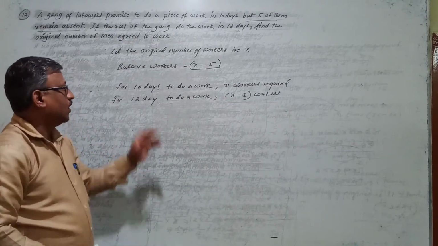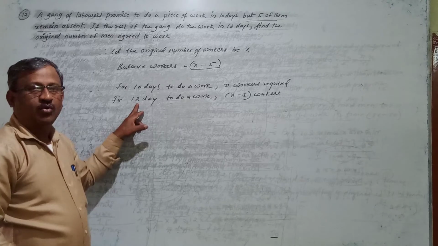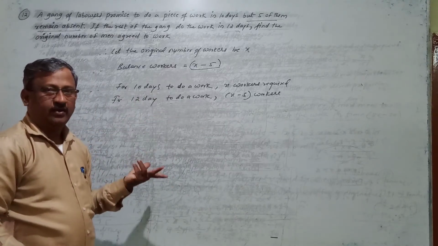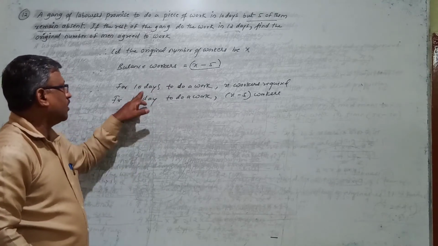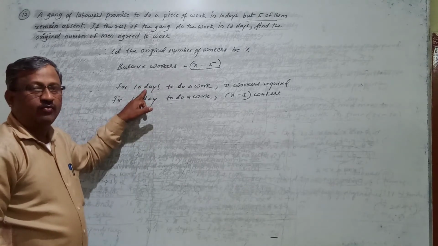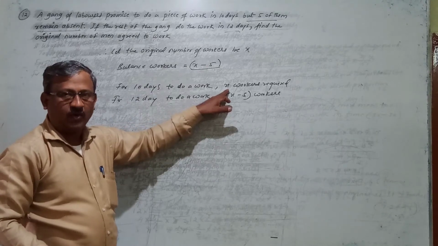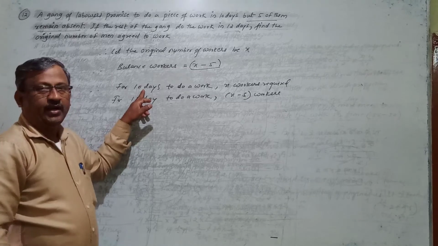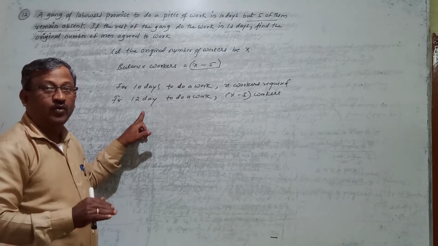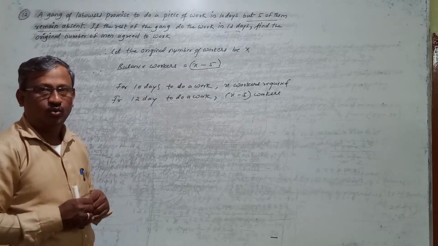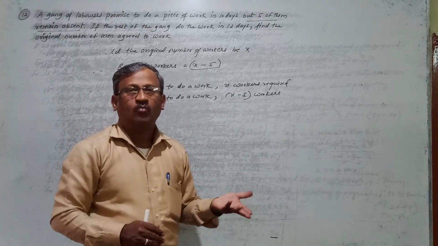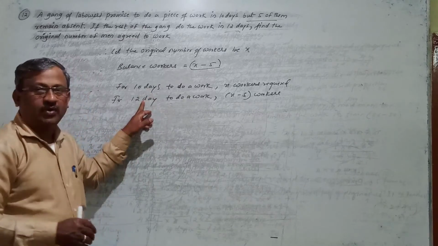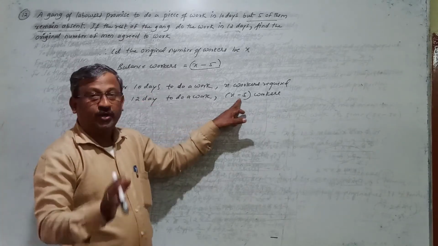And now what you have to do? You see whether these number of days are in direct or inverse proportion. So compare this. For 10 days, if you want to do a work in 10 days, X workers are required. If you want to do that work in 12 days instead, means in more number of days, how many workers do you have to employ? More or less? Definitely less workers are required. If you want to do that work in more number of days, no need to employ more workers.